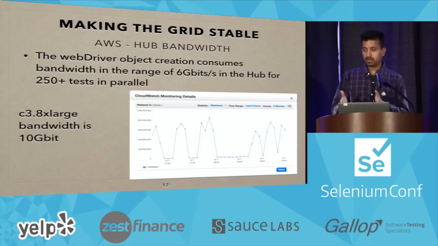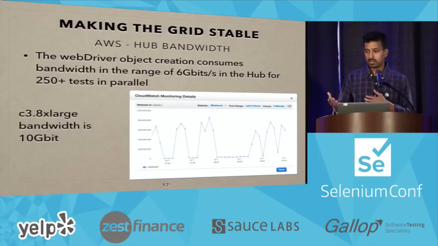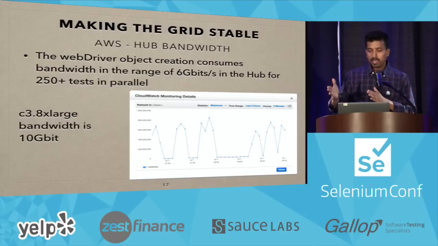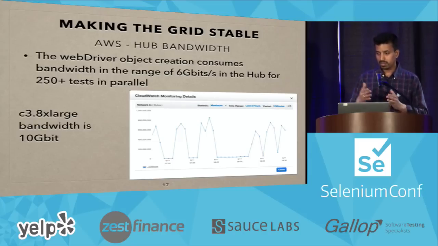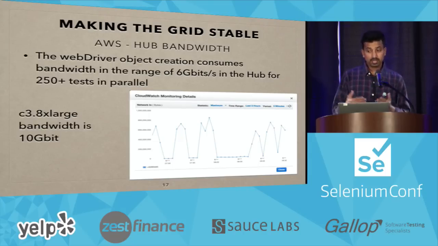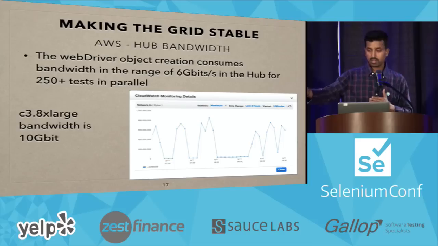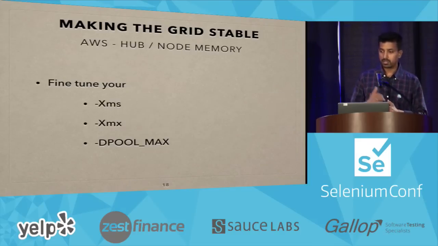It's because when you create the WebDriver, you're passing all the information and the config and everything. So imagine if you're running 500 tests, then you will use all the 10 gigabit bandwidth of a C38X large, which is one of the powerful boxes in AWS. So again, it depends on your tests, your company and how many tests you have. Whatever box you use, monitor what kind of bandwidth, CPU and memory is necessary, and then use it accordingly.